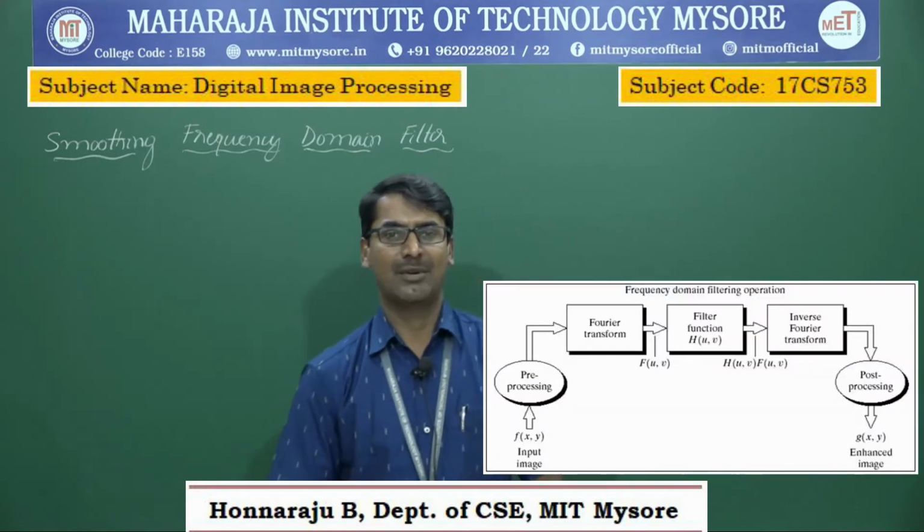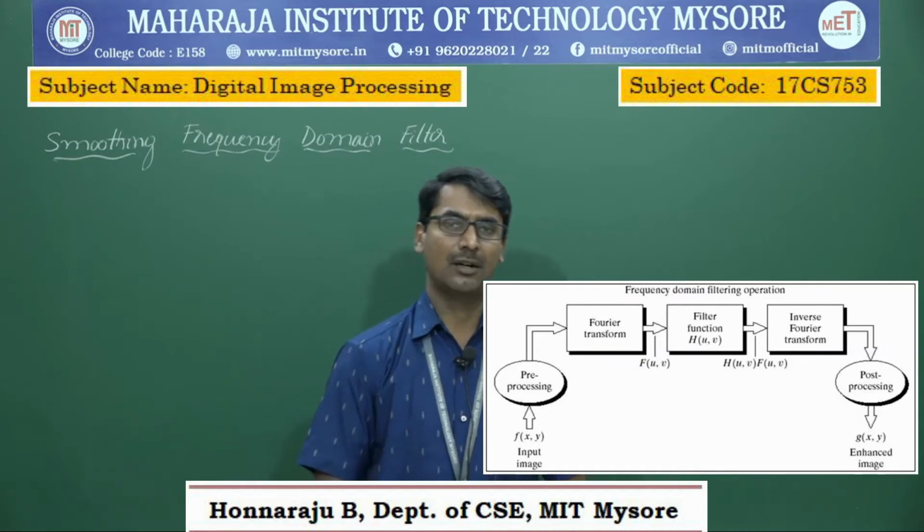In the pre-processing step, we multiply f of x comma y by minus 1 to the power of x plus y. In order to cancel that multiplication, at the end, we multiply g of x comma y by minus 1 to the power of x plus y. So, we get the final output g of x comma y, which is the filtered output in spatial domain. That is what we discussed in the last session.